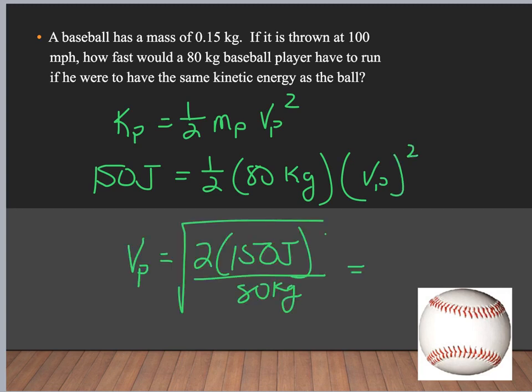And what do we get for the speed of the person? 1.9 meters per second. Now, what would that approximately be in miles per hour? If 100 miles per hour was about 50 meters per second, this would be about 4. So that would be about 4 miles per hour. And most of you in here can run 4 miles per hour.